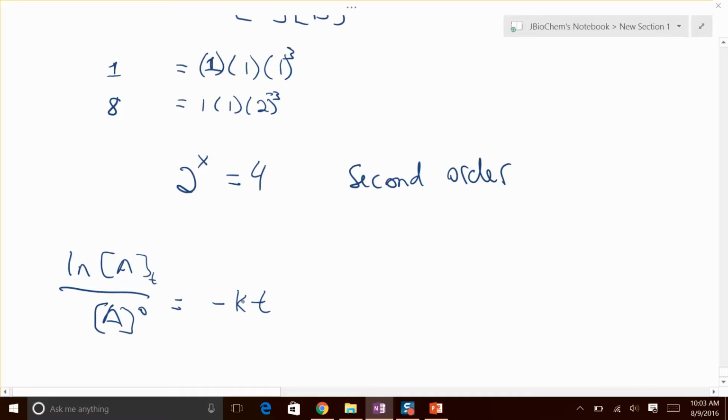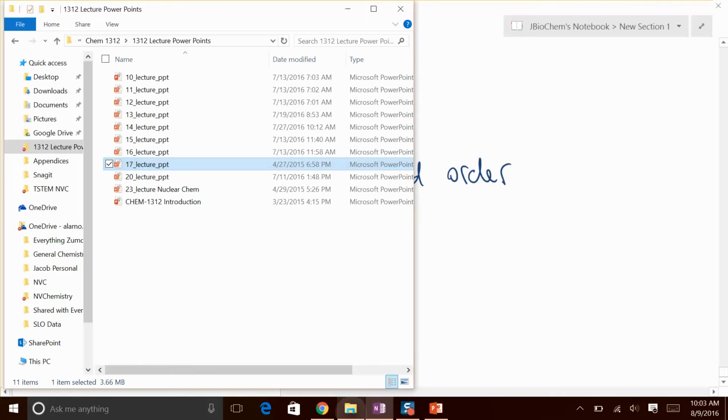Formula. We have natural log of A at time equals negative kt plus natural log of A initial. Well, that's just rearranged, right? No, because that would be times. That would be multiplied, right?